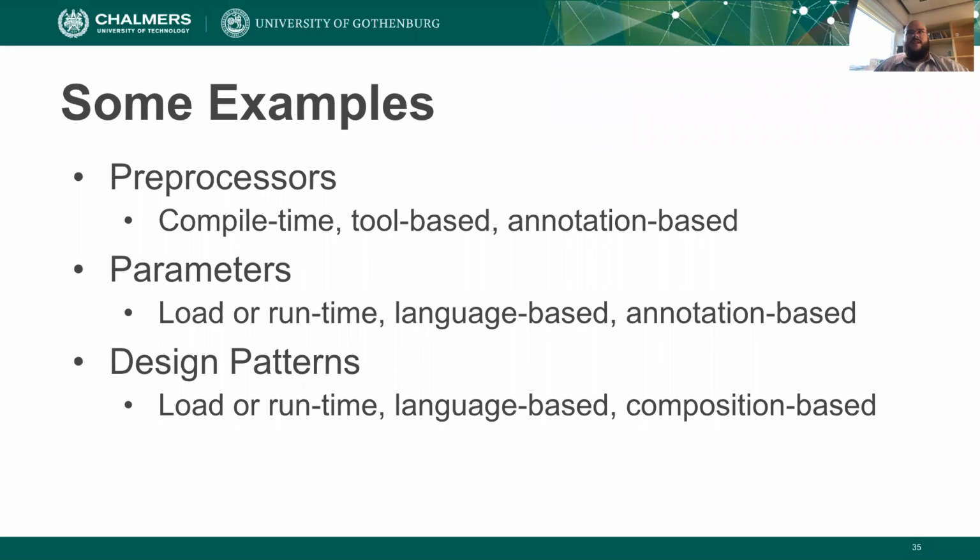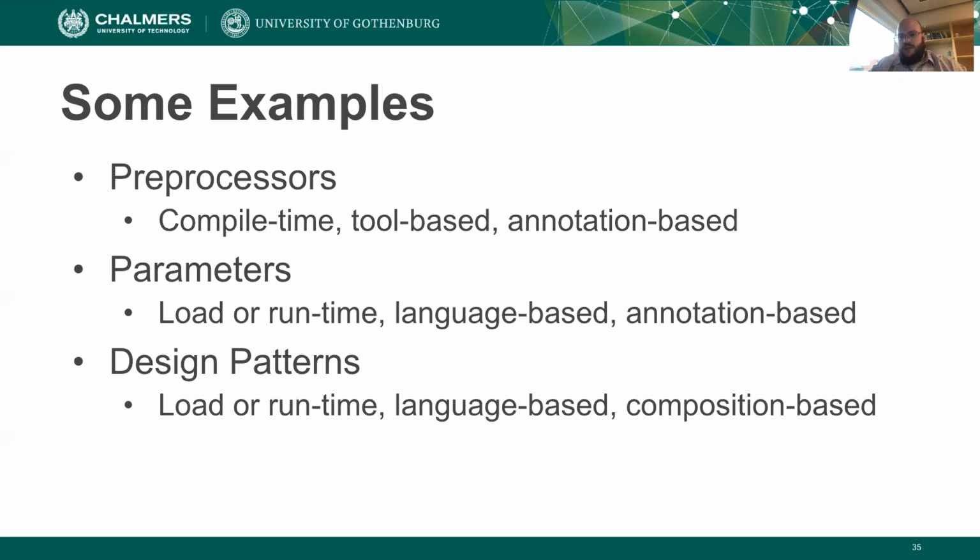For the rest of this class and next class, we're going to talk about three examples, and then we'll continue on with more from there, right? The three core examples we're going to talk about are preprocessor-based implementations, parameter-based implementations, and design pattern-based implementations. Preprocessors are a compile time approach, right? So we decide what to include or not include when we compile the code. It's a tool-based approach. External tools operate on the code itself, and it's annotation-based.